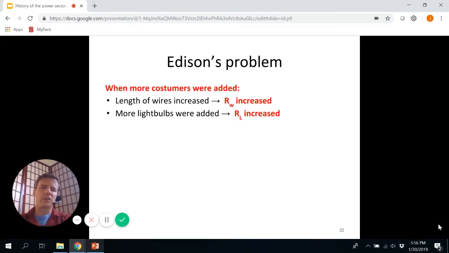So one of Edison's problems in using his DC system is that when more customers were added, the length of the wires increased, and that means that the resistance of the wire increased. And as more customers were added, more light bulbs were added, which means that the cumulative resistance of all the different loads on the circuit also increased. So let's go back and take a look at what increased values of RW and RL would do to this system.